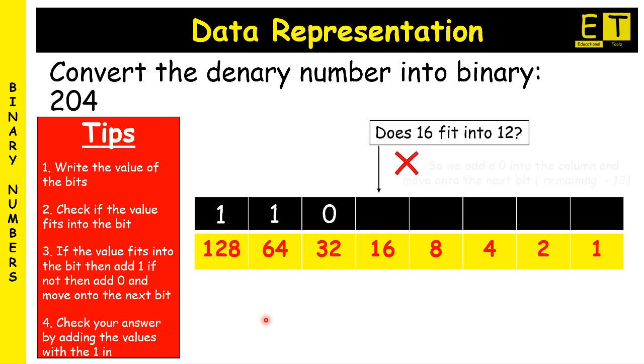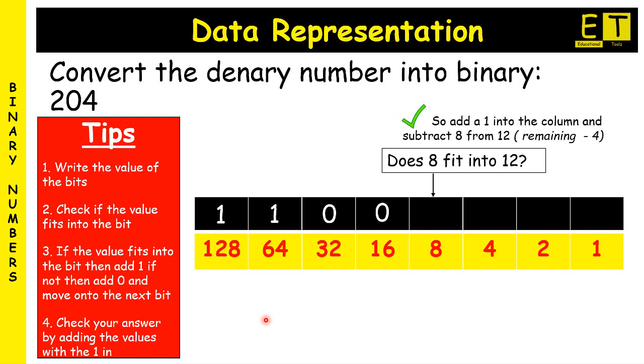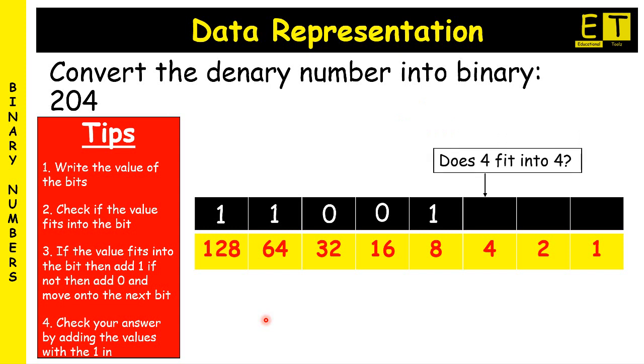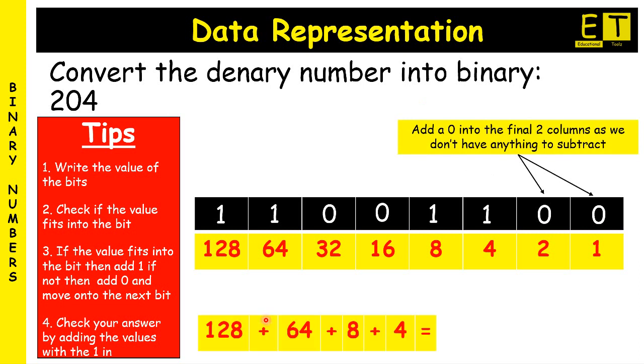Does 16? No again. So we move on. Does 8 fit into 12? Yes, it does. So we put a 1 and move on to the next one. 4 does. It's a perfect fit. And now we know the other two are going to be 0 because we have no remainder. So we add a 0. Let's just double check. 128 plus 64 plus 8 plus 4 equals 204.